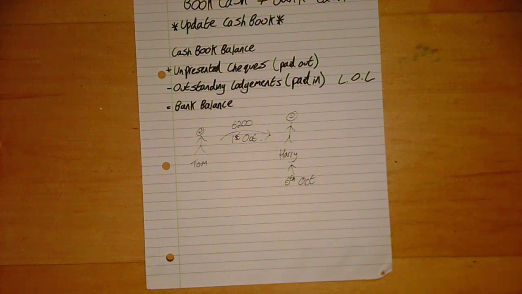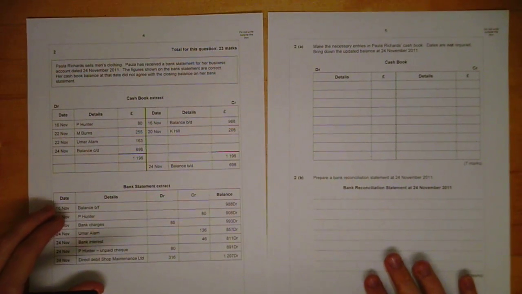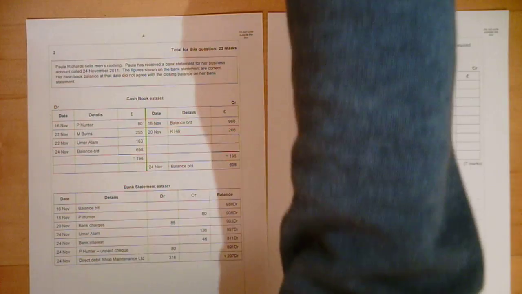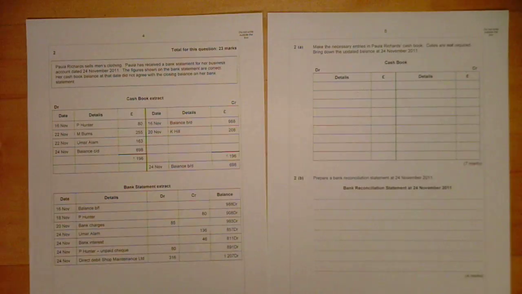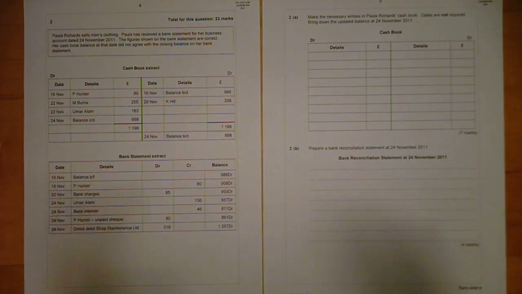So now, what I thought I'd do is move on to a past paper question. So here it is. It's from Jan 2012, Unit 1. It's just like what I've explained before. We have to update our cash book and then do our bank reconciliation statement.